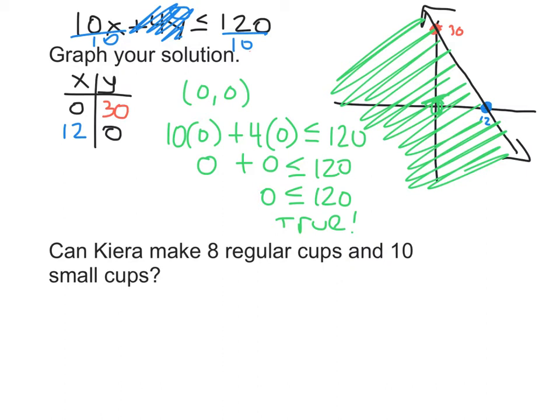So then the last question here, can Kiera make 8 regular cups and 10 small cups? Well, let's find out where that point is on our graph. 8 regular cups. So if we know that this is 12 right here, 8 regular cups would be right in here. And then 10 small cups would be right about here. Now, again, my graph wasn't graphed with all the nice lines on there, but I will let you know that it's right there on that line.